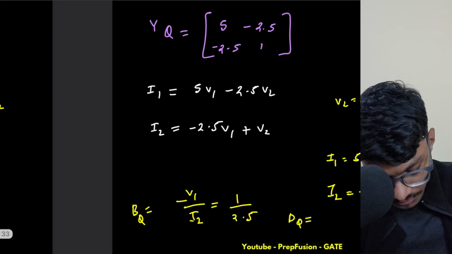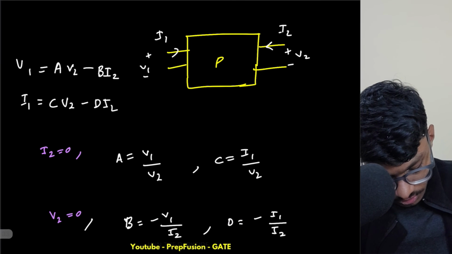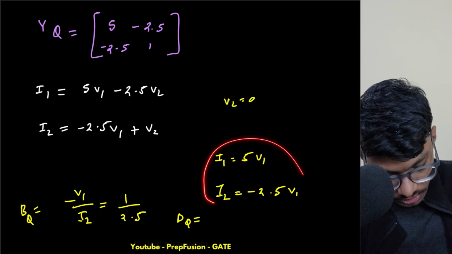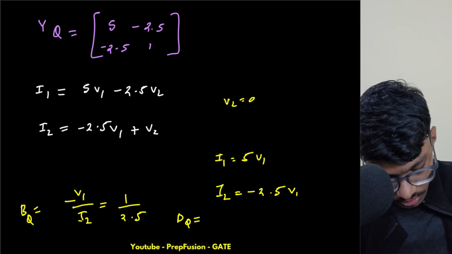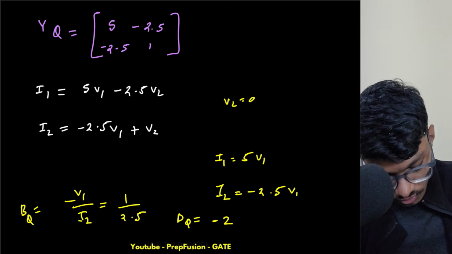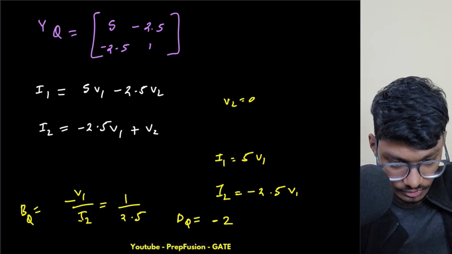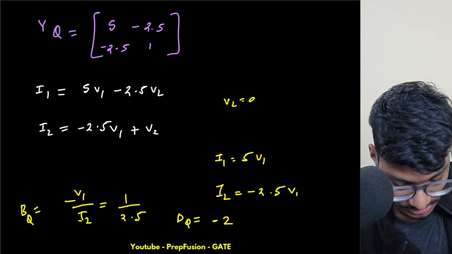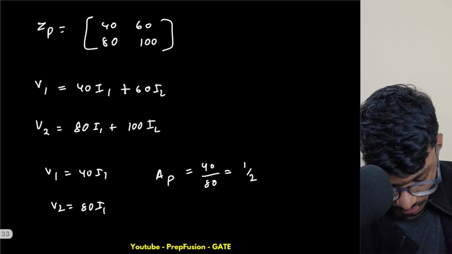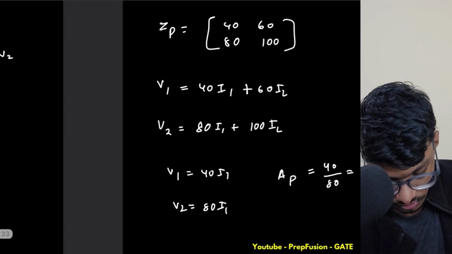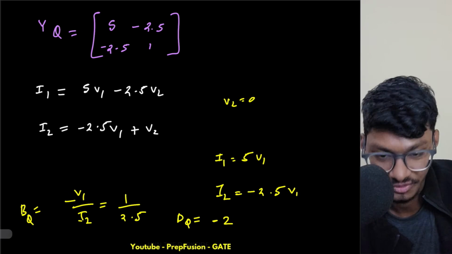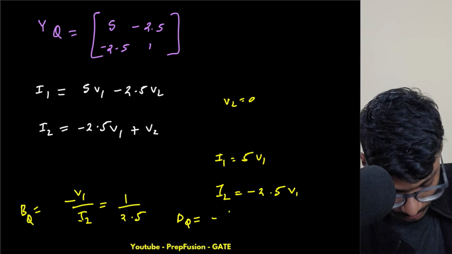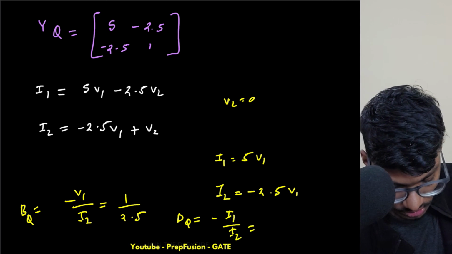So DQ is simply what? DQ is minus I1 upon I2. So you have to take the ratio of these two, I1 upon I2. Okay, sorry, I was just making some mistake here. So this will be simply minus I1 upon I2. So this is simply 2.